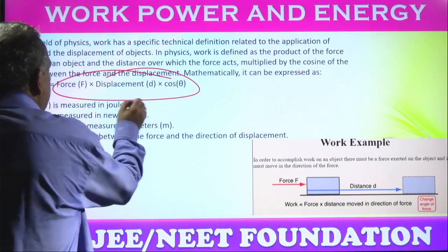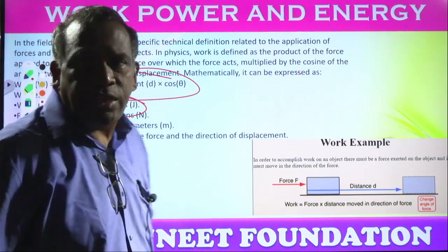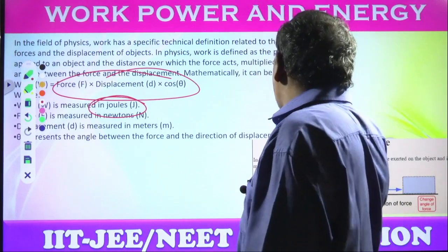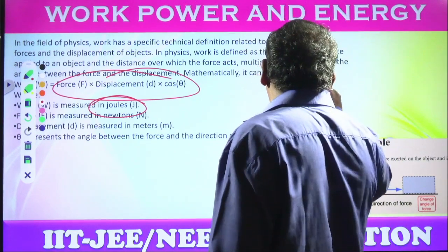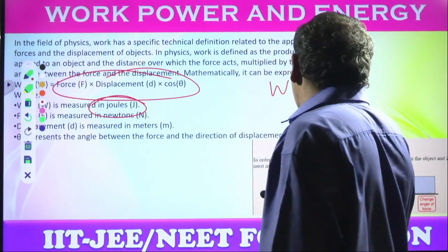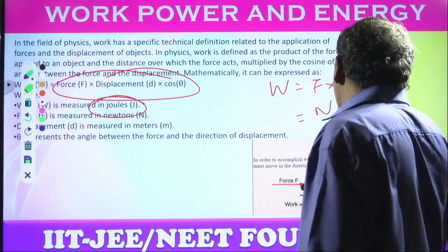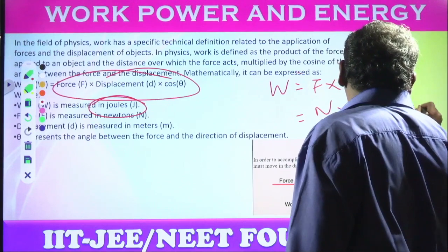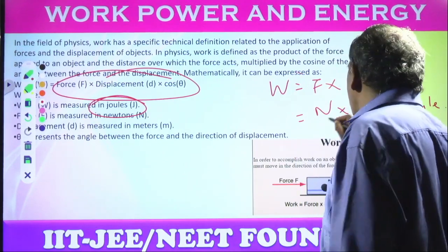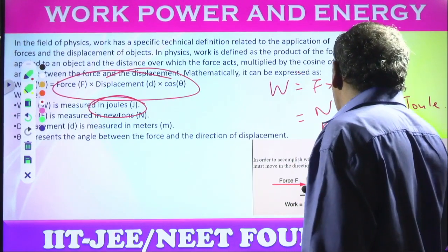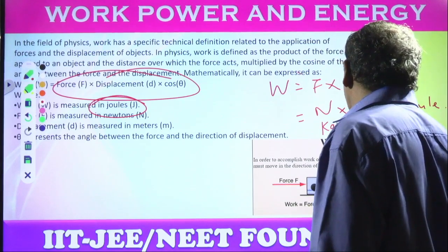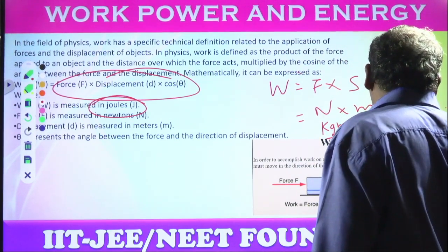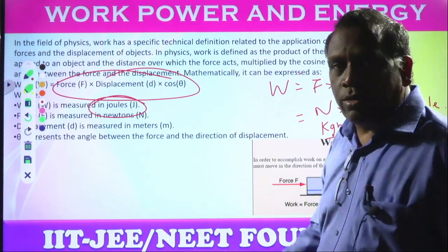So work is measured in joules. Work units are joules. Work is equal to force into displacement. Force units are newtons, displacement units are meters. Newton meter is called joule. Newton can also be written as kg meter per second square, since newton is nothing but force. It means a joule is kg meter square per second square.